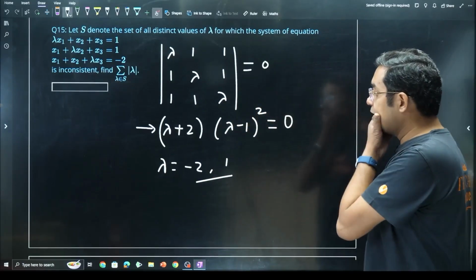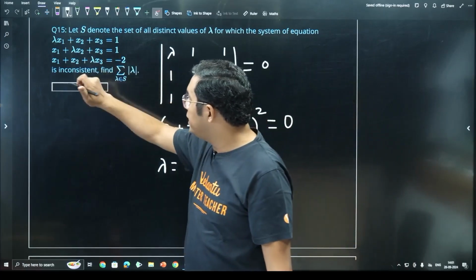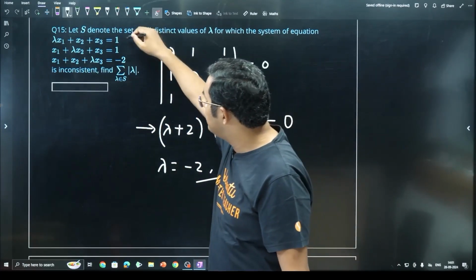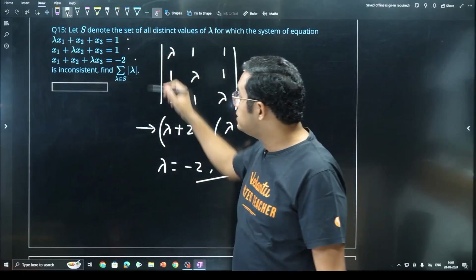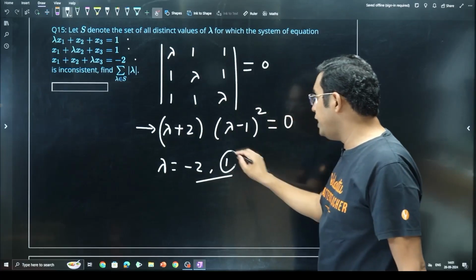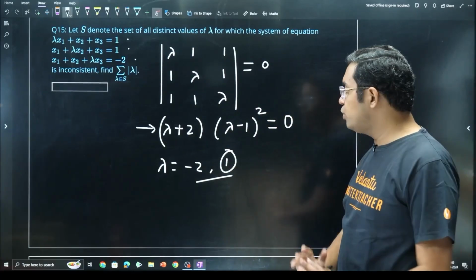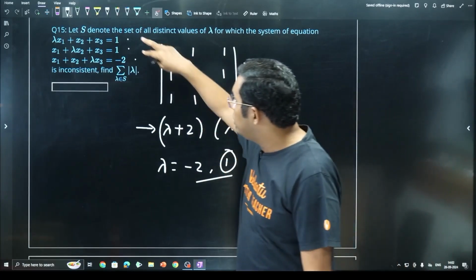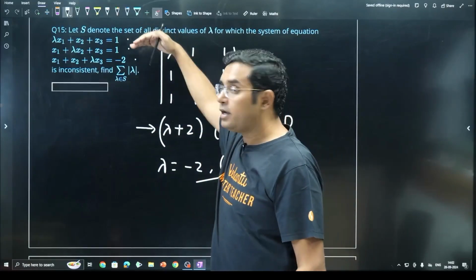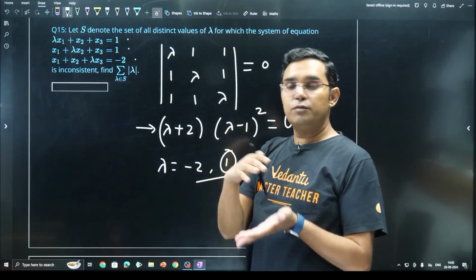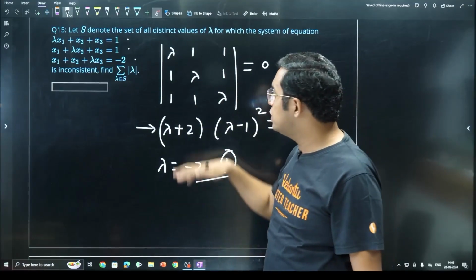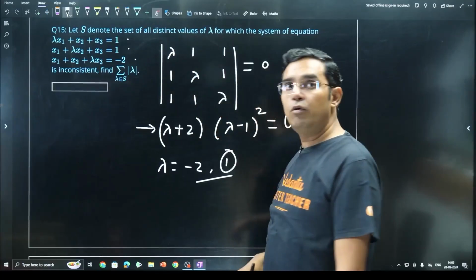Now I think it is very clearly seen that if I put lambda equal to 1 here, it will be x1 plus x2 plus x3 everywhere on the left hand side, but on the right hand side it is 1, 1, minus 2. That means if x1 plus x2 plus x3 is 1, then it cannot be minus 2. So for 1 definitely it should be inconsistent. There will be no solution for 1. Each equation may be represented by a plane in 3D. So first two are identical planes, but third is a parallel plane to first two. If they are parallel planes, they can never intersect each other, so there will be no solution for lambda equal to 1 for sure.